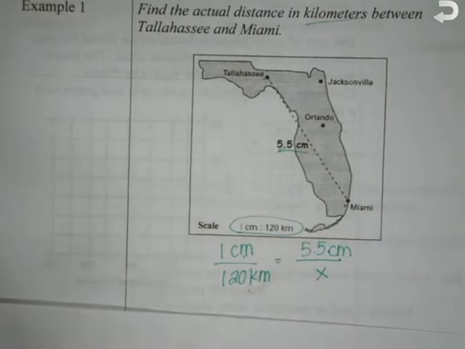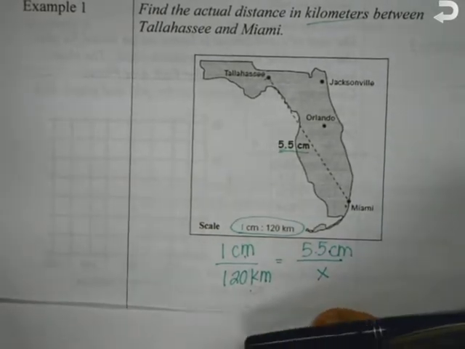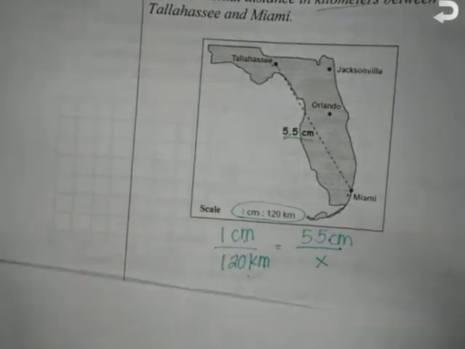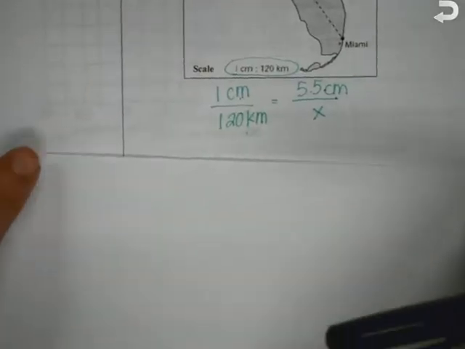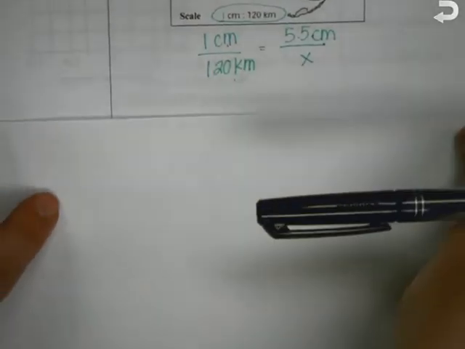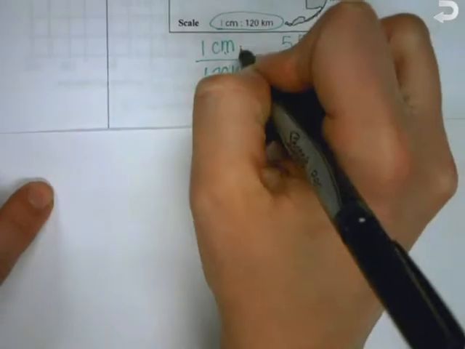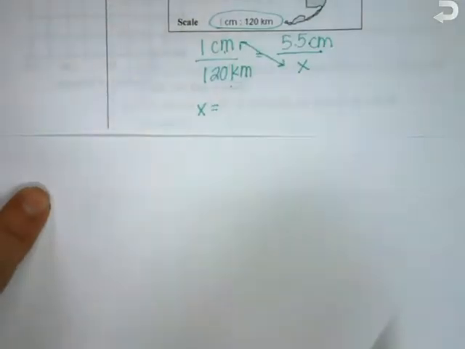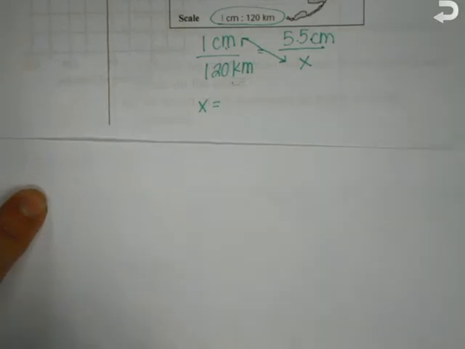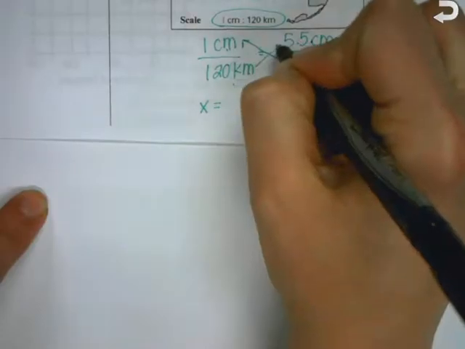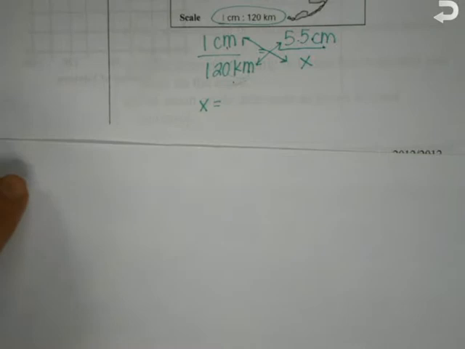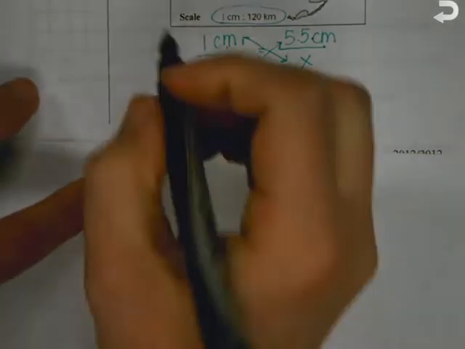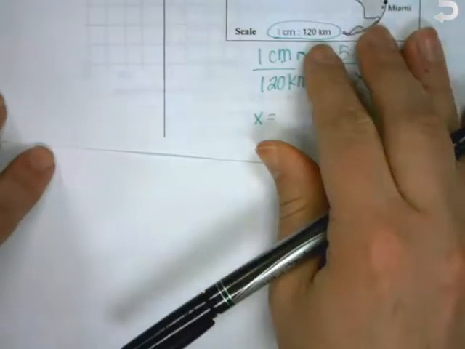Okay, now this should be review for us, right? Okay, what do I do here? Cross multiply. So we have 1 times x, which gives me 1x, equals 120 times 5.5. You guys got that? Let's do it off to the side. 120 times 5.5.